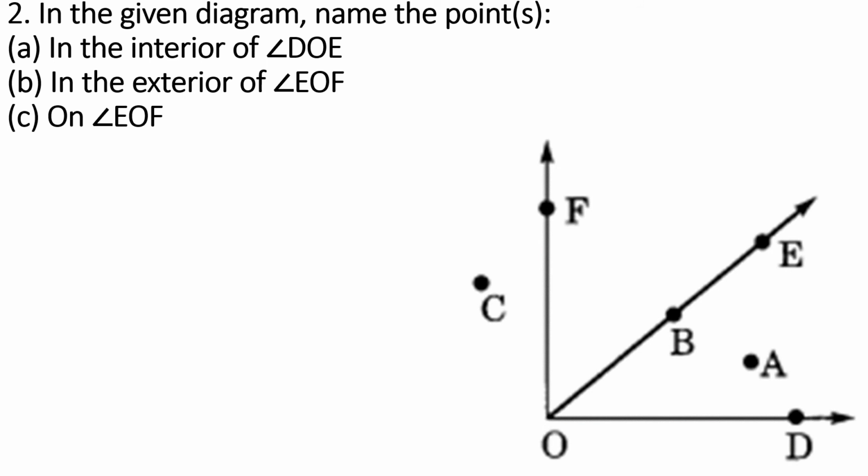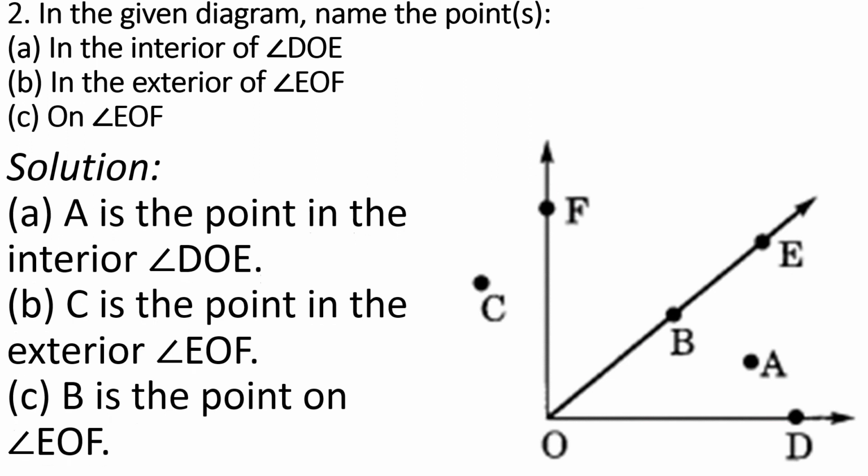Next question. In the given diagram, name the points in the interior of angle DOE and in the exterior of angle EOF. See the first one, in the interior of angle DOE: D, O, E. What is the interior point here? Point A is interior. Then what is the exterior of EOF? E, O, F. What is the exterior point? C is the exterior point.